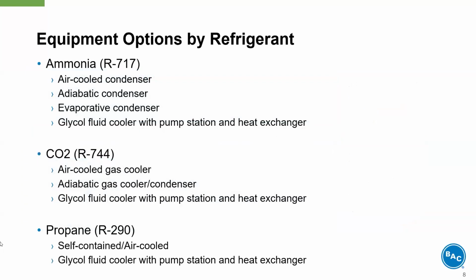When it comes to what type of options you have available by your refrigerant choice, we'll start with ammonia. You essentially have your pick of equipment types if you have an ammonia system. We have air-cooled ammonia condensers, adiabatic ammonia condensers. Evaporative ammonia condensers are probably the most popular. That's mostly because of the large system capacities that are typical of ammonia systems. Those large capacities lend themselves well to an evaporative cooling product.